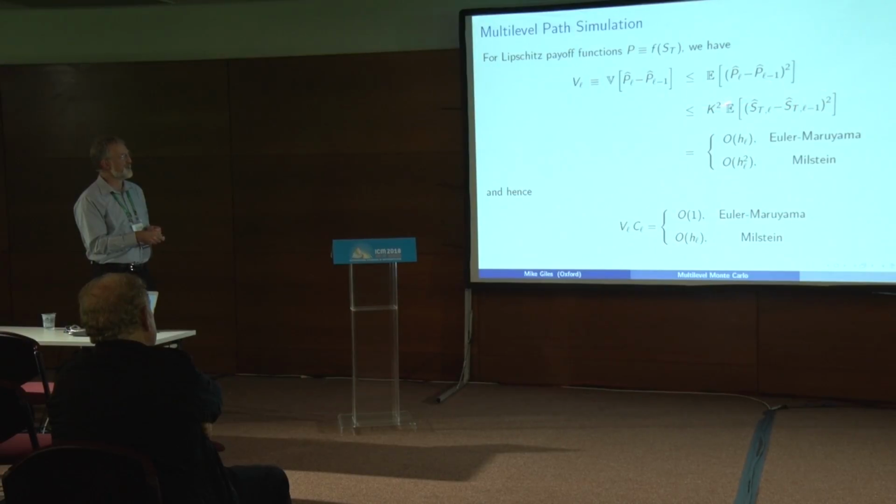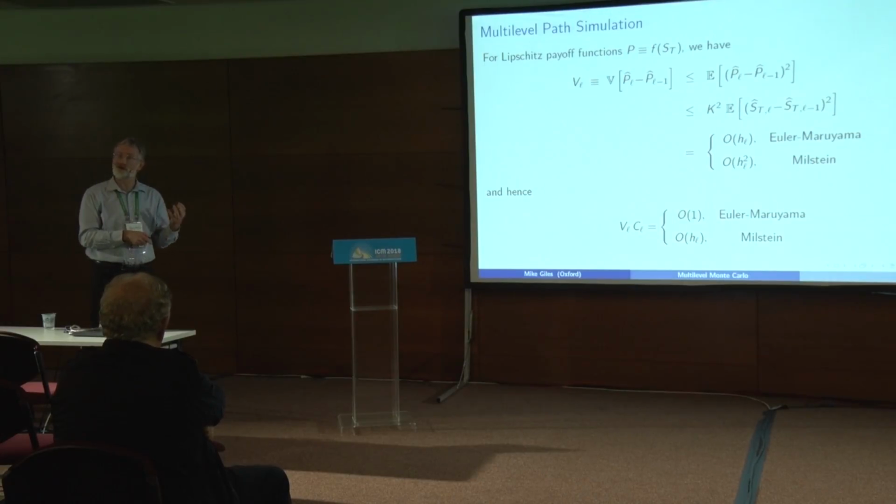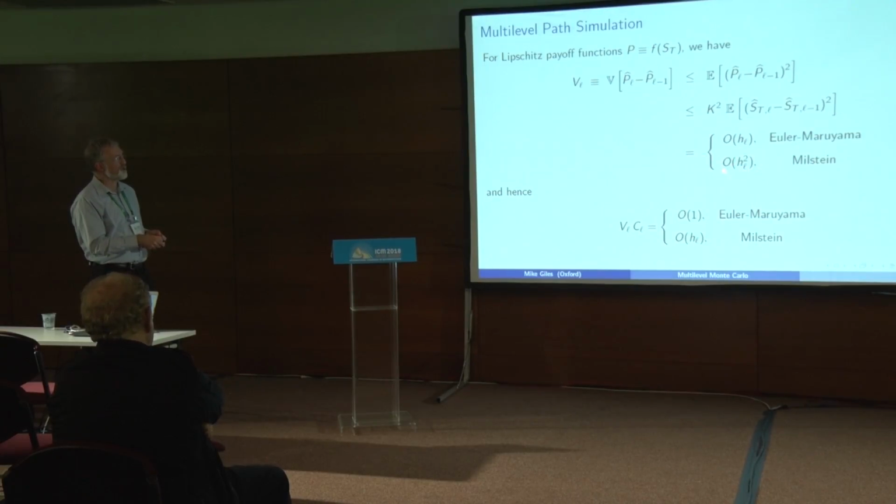And if we don't take the square root, because we don't have that here, then that means that that's of order h for the Euler-Maruyama. For the Milstein, because it's got better strong convergence properties, then this becomes order h squared. So if we look at the product of variance times cost, I said the cost was inversely proportional to h. So in the Euler-Maruyama case, that's of order 1. In the Milstein case, that's of order h.